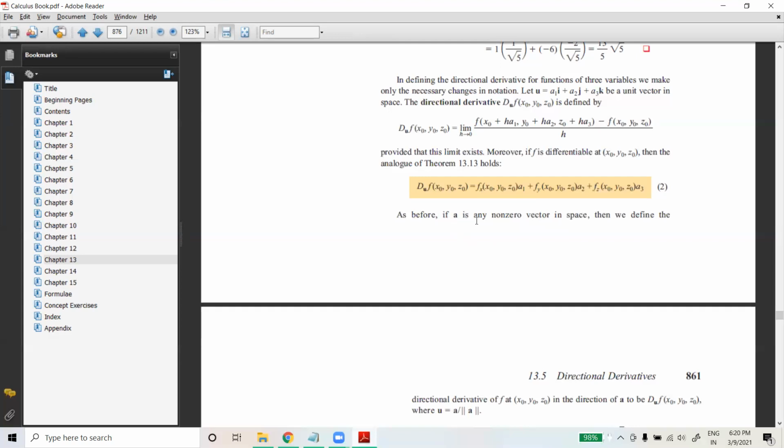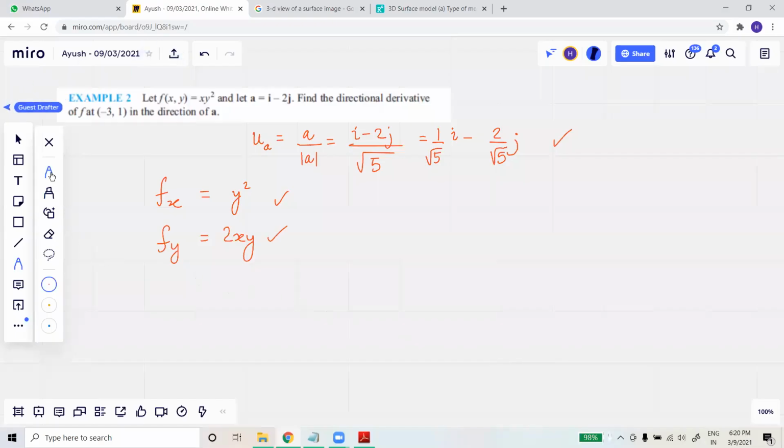As before, if A is any non-zero vector in space, then we define the directional derivative in the direction of A to be this. A is some vector in space. Earlier, we were taking the vector A to be in the xy plane, and in that direction only we were looking. Now the vector A itself is 3D.